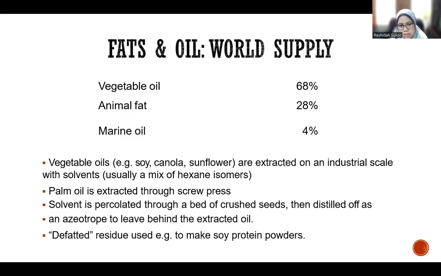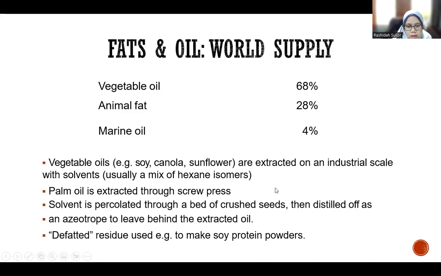So this solvent usually is a mix of hexane isomers. Hexane isomer ni not just hexane, dia ada banyak isomer like sea vapor, kan. So depending on the hexane isomers, they will act differently with different types of fatty acids in different types of vegetable oil. That's why you have to use certain hexane isomers for certain types of oil. Okay. Palm oil is extracted through screw press. Maybe you get a chance to go to palm oil processing during one of your courses, right?